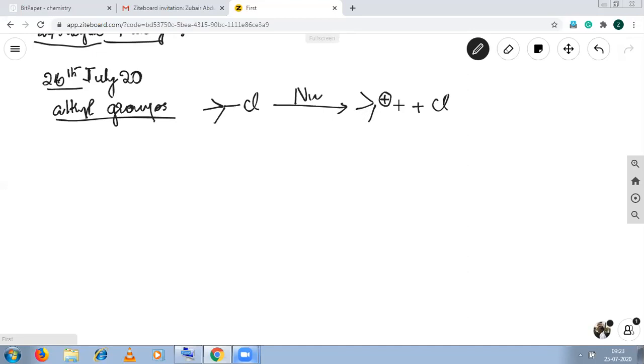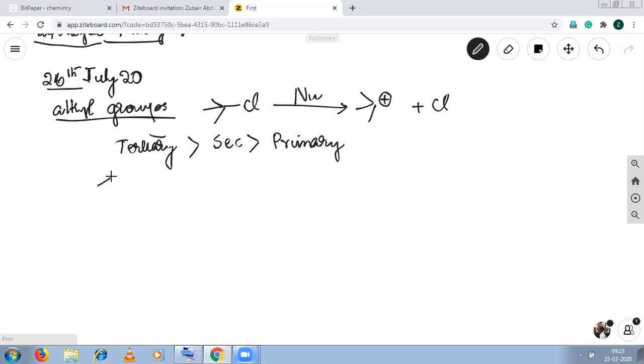Now the substrate which forms a stable carbocation, such substrates will be favored in SN1 reaction. That means tertiary is faster than secondary, faster than primary. So primary undergoes SN1 reaction very rarely. Practically it does not undergo SN1 reaction.